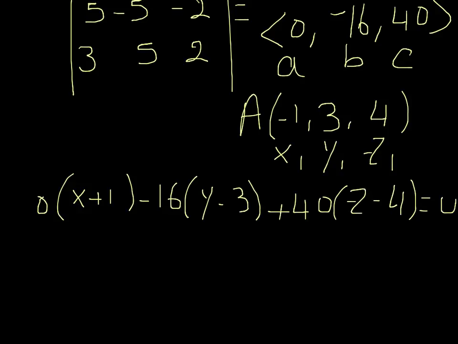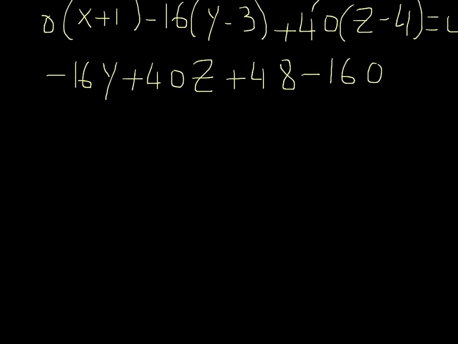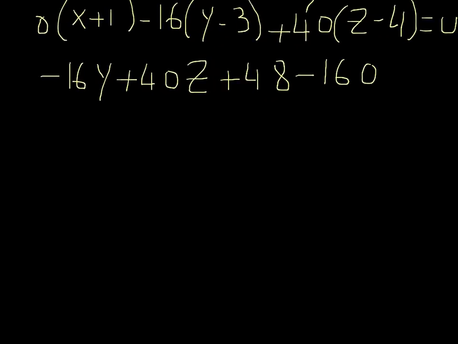Okay, to simplify this, we'll give you negative 16y plus 40z, and then here you'll have 48, and here you will have negative 160. To simplify this equation, and just make sure the leading coefficient is not negative, and then you have to reduce the common factor. So I went ahead and divided by negative 8. Dividing by negative 8 here, negative 8 here, and negative 8 on all of these.